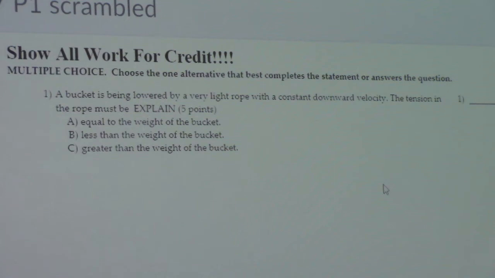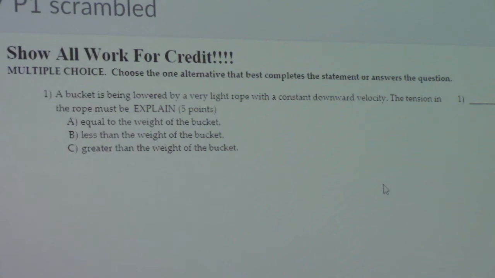My explanation is constant velocity means no acceleration. Therefore, there's no net force. The force up has to be equal to the force down. I just said it in words. You could do a picture. You don't even have to say any words. You could completely just do it with numbers and a picture too. However you want to explain it.